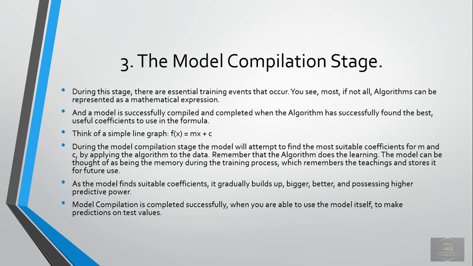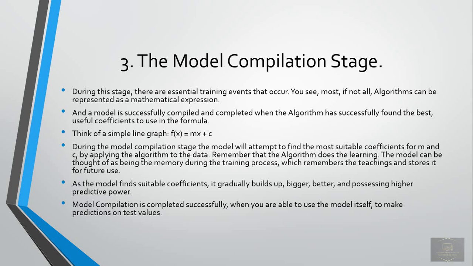Number 3, the model compilation stage. During this stage, there are essential training events that occur. You see, most if not all algorithms can be represented as a mathematical expression, and a model is successfully compiled and completed when the algorithm has successfully found the best useful coefficients to use in the formula. Think of a simple line graph. f(x) = mx + c. During the model compilation stage, the model will attempt to find the most suitable coefficients for m and c by applying the algorithm to the data.